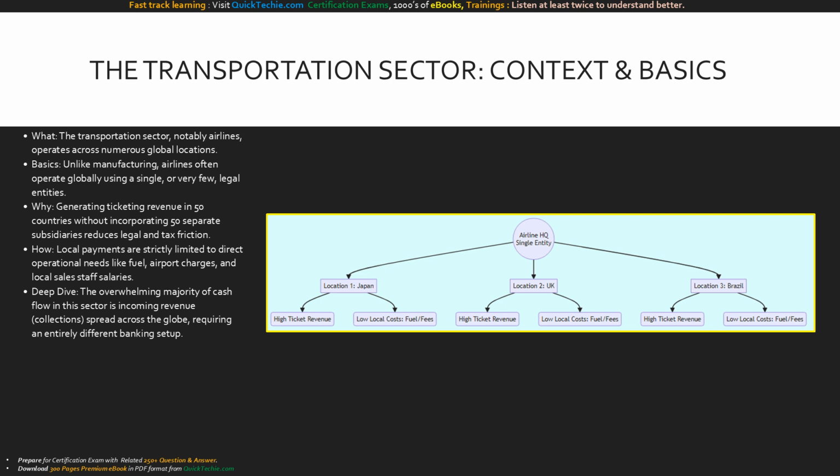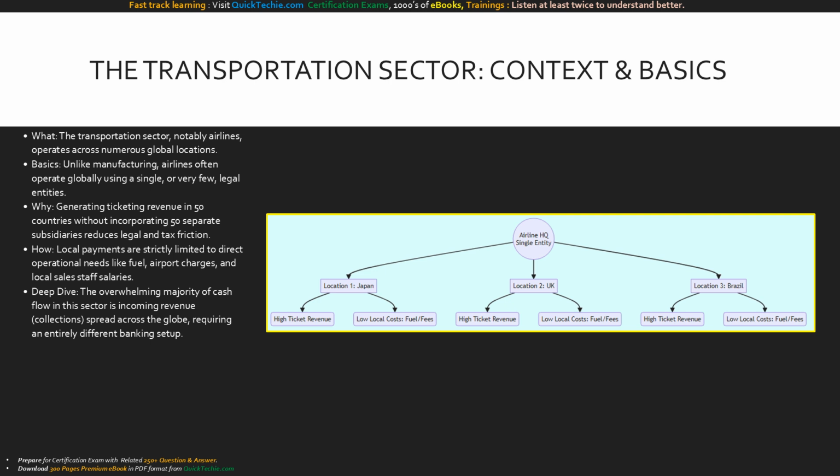This mind map perfectly illustrates the airline operating model. At the center, we have the airline HQ, operating as a single legal entity. Branching out, we see operations in Japan, the UK, and Brazil. Notice that under every single location, the dynamic is exactly the same: high ticket revenue coming in, but very low local costs going out, just fuel and airport fees. There is no heavy local supply chain.